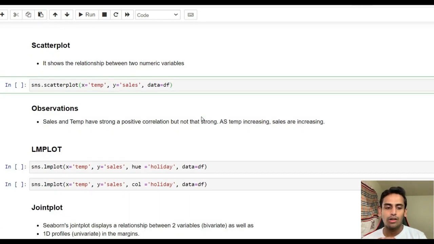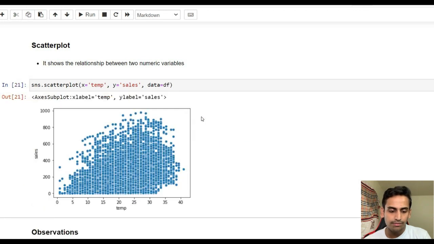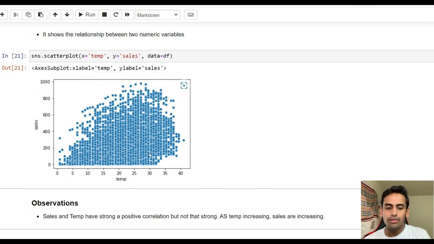Now let's create a scatter plot. A scatter plot shows a relationship between two numeric variables. It's kind of like the correlation or heat map we did earlier, but a scatter plot shows the relationship between two numeric columns. So let's say I want to understand the relationship between temperature and sales. I'm plotting temperature on the x-axis and sales on the y-axis, and we can see the scatter plot. As we already know, the relationship is not very strong, but there is some positive relationship between sales and temperature. So in this way we can create a scatter plot to show the relationship between two numeric variables.